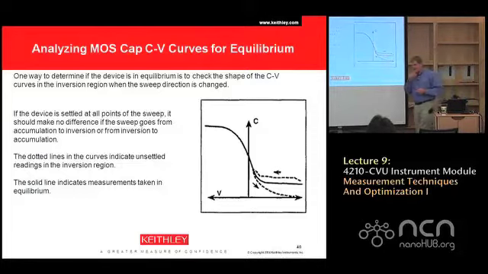Now, in the case of interface trap analysis, which is something that we've talked about a little earlier, you need to make some assumptions about equilibrium. Otherwise, it becomes almost impossible to deconvolve the signal that's interface traps from the signal that's just charges moving around in your device.